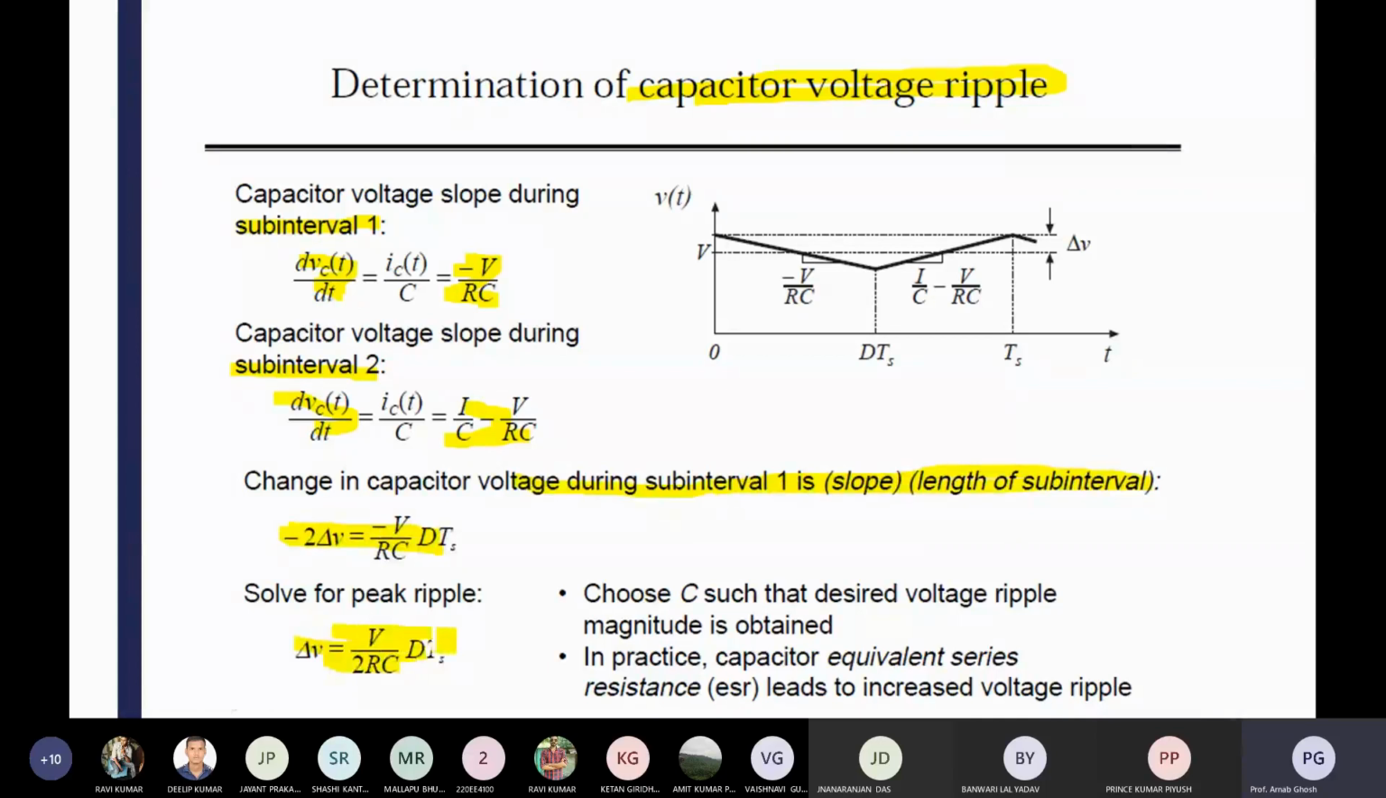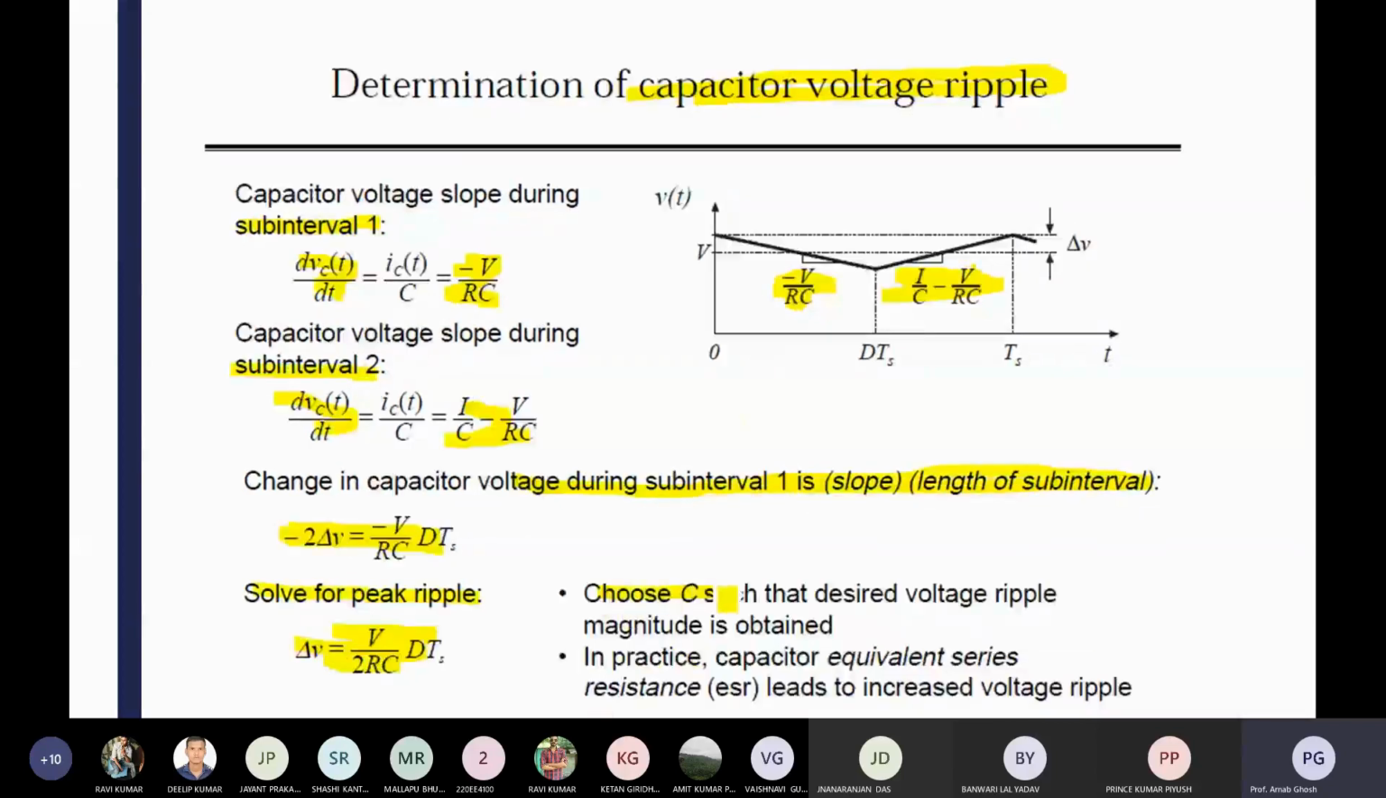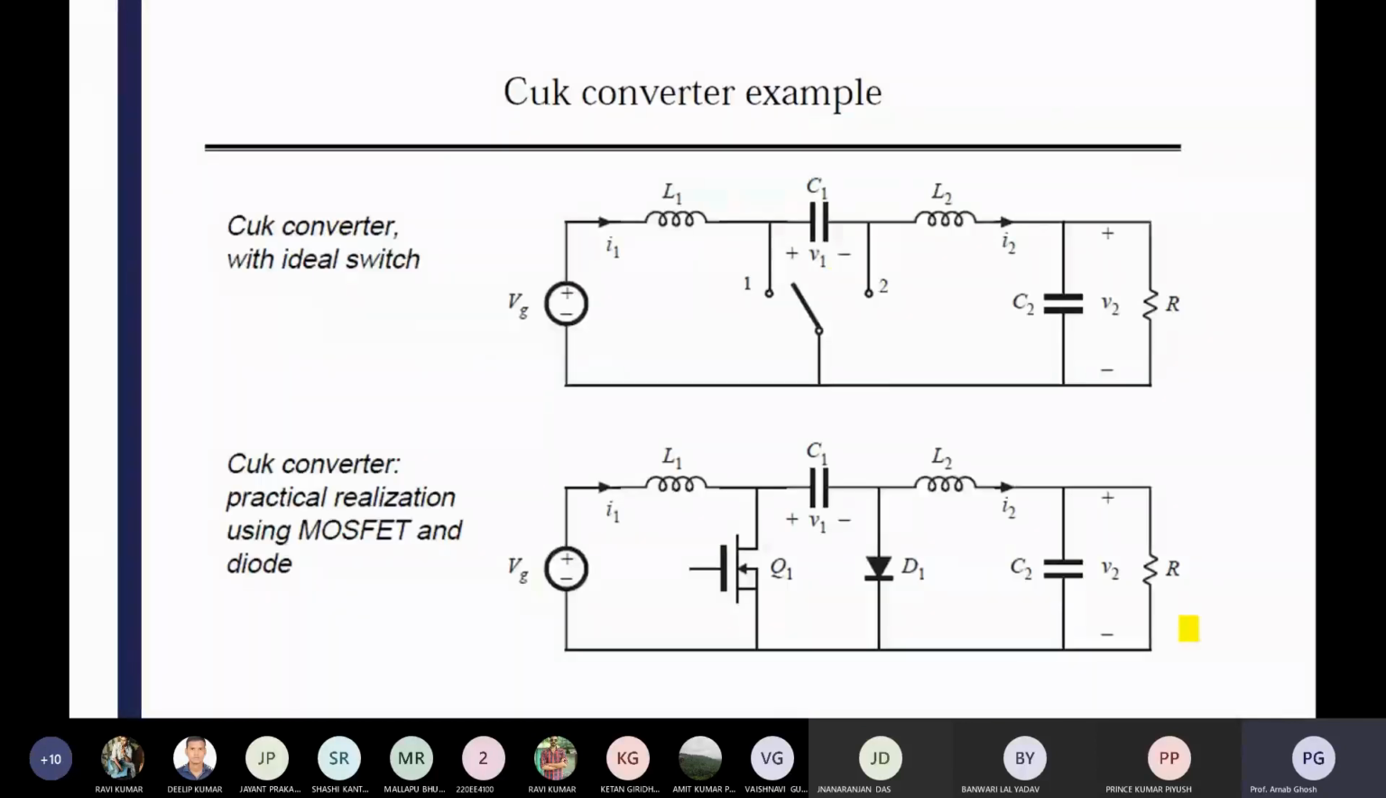So finally you will get the expressions of the voltage ripple. Again, the current ripple will be decided by the choice of the inductor, and the voltage ripple will definitely be decided by the choice of your output capacitor. Here you can see the slope of the capacitor voltage, and in the previous one you got the slope of the inductor current. So choose C such that the desired voltage ripple magnitude is obtained. In practice, the equivalent series resistance or ESR of the capacitor leads to an increase of the voltage ripple. So I think all of you are getting the idea about the voltage and current ripple.